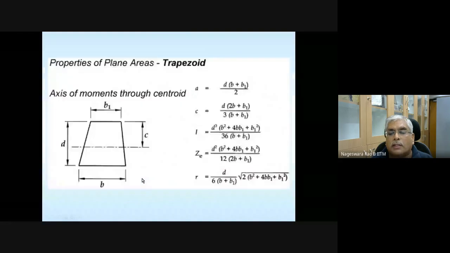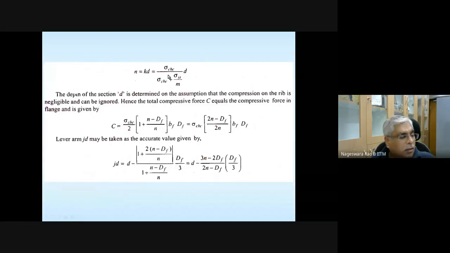Anyway, as a preliminary thing, or as a first guess, that is what is done. The neutral axis depth of a balanced section of a T beam, in terms of permissible stresses in concrete and steel and modular ratio, is given by this. This you are familiar with. This is the same as for a rectangular section.